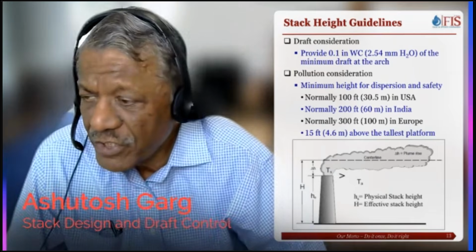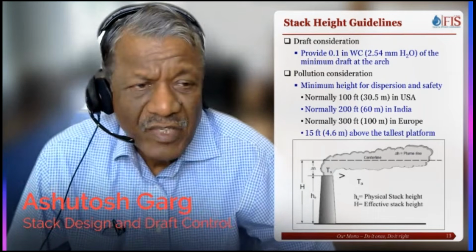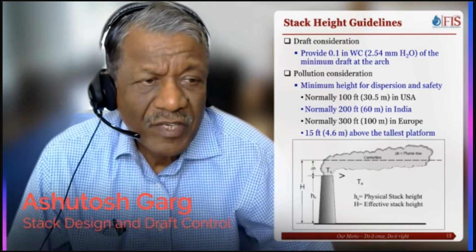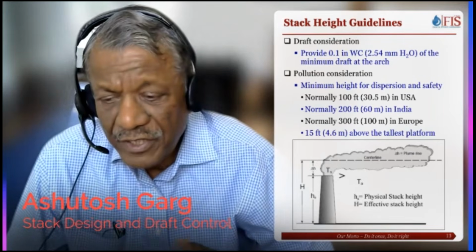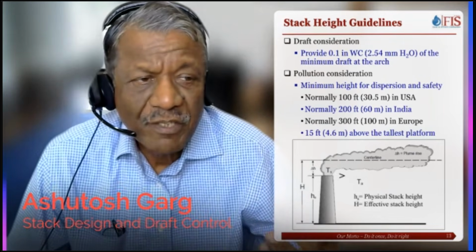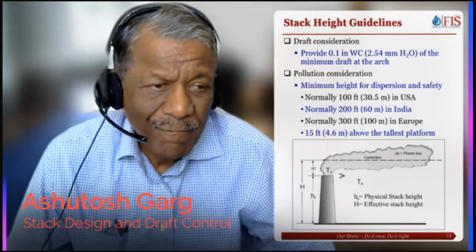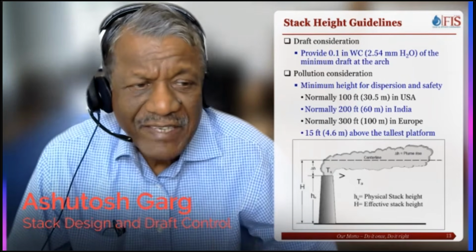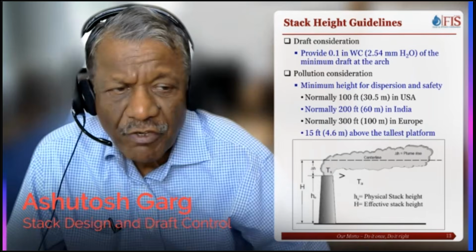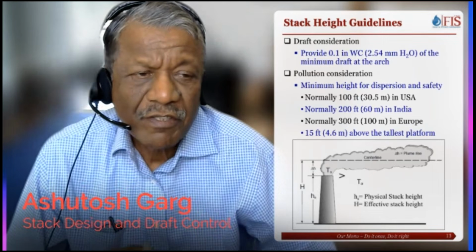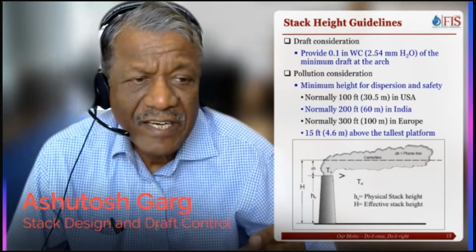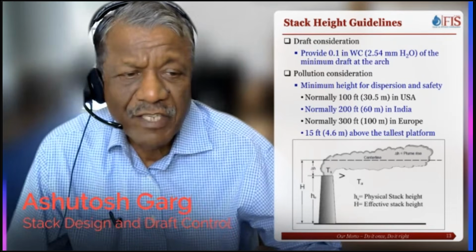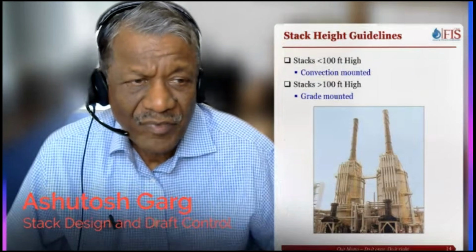Another consideration which a lot of people follow is the stack tip should be 15 feet above the tallest platform. That is just to make sure that the operator never gets to touch the plume, the hot plume from the flue gases. The picture below shows that the effective stack height takes into account not only the actual height, but because of the buoyancy, there is a delta H which is created, because of the velocity. So that adds to the height or gives the benefit.